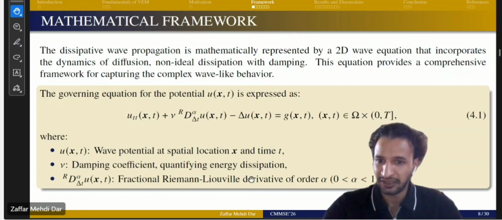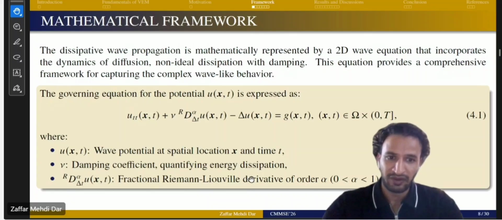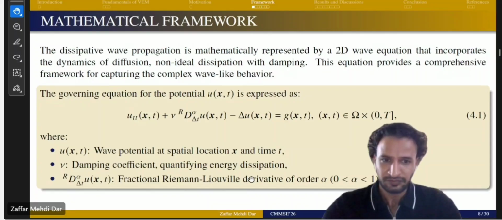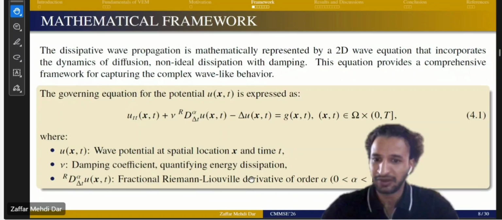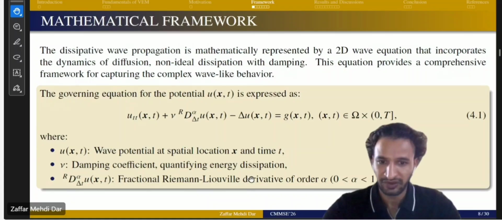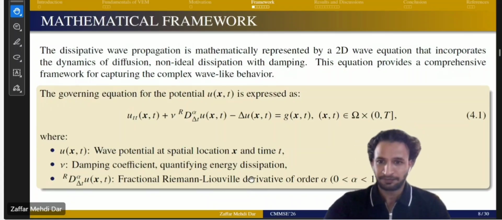Now, equation 4.1 is the governing equation for a fractional dissipative wave equation, wherein we have a second order time derivative. We have a fractional dissipation represented by the second term, and we have the spatial diffraction given by the Laplacian of the unknown potential u. On the right hand side, we have the external force term g of x comma t. We have the coefficient nu, the damping coefficient, which can be variable or a constant value, and alpha, the fractional order of dissipation.